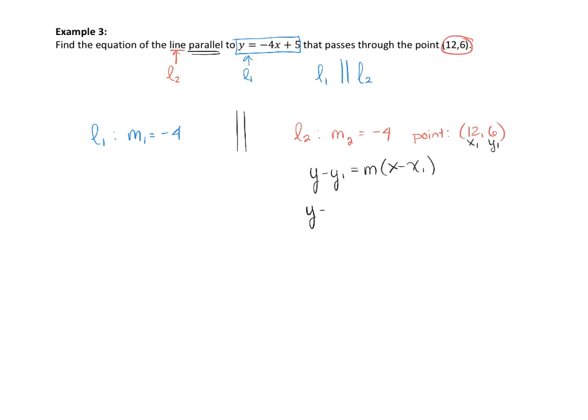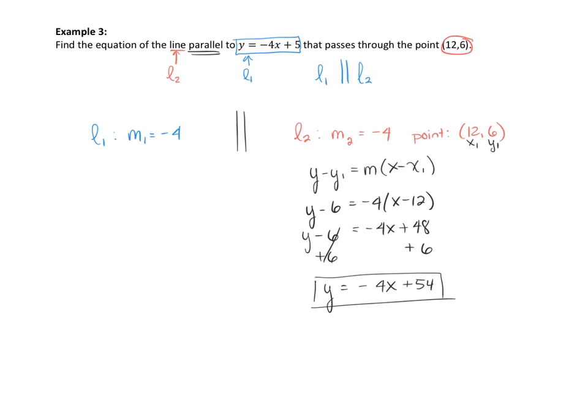So y minus 6 is equal to negative 4 times x minus 12. Now let's distribute that negative 4. So that's negative 4x. A negative times a negative is a positive, so we get 48 on the right, y minus 6 on the left. And then our last step is to add 6 to both sides. Okay, and then we are going to get our equation. And that gives us 54. Oh gosh, I had a brain fart there. Okay, and there we have it.